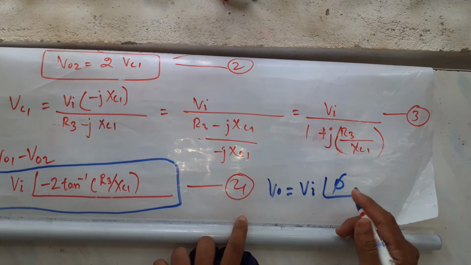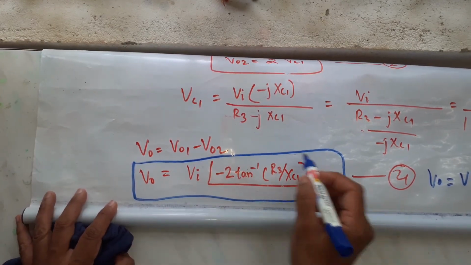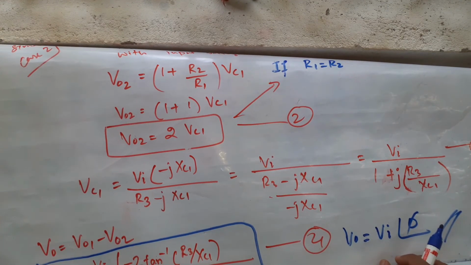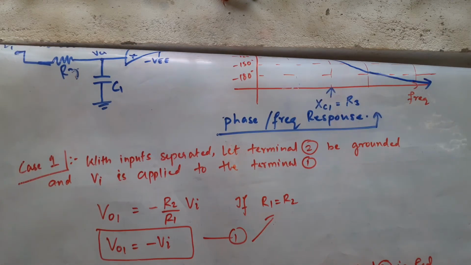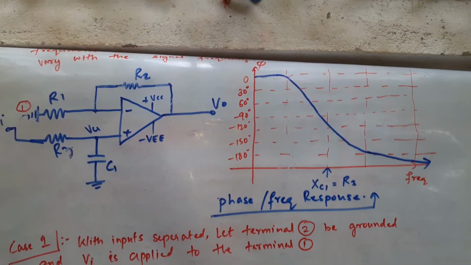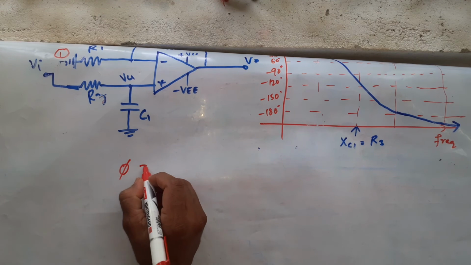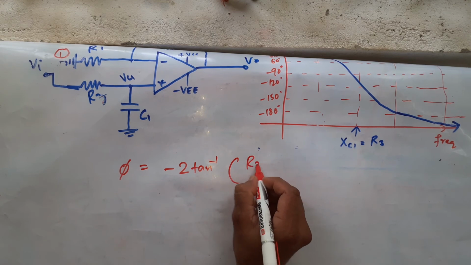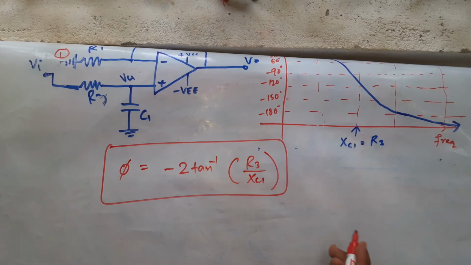Okay, so let us end our class here. Okay, the simplification of this is not required. You can directly write this answer, okay, as it is. Finally, let me write 2-3 steps for design. Okay. So our angle becomes minus 2 tan inverse of R3 by XC1. This is what the angle is.